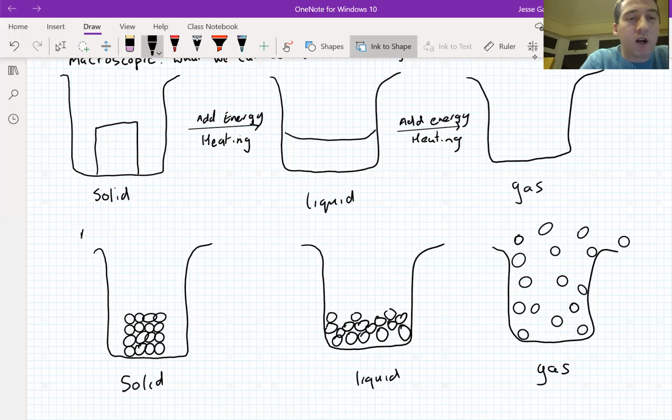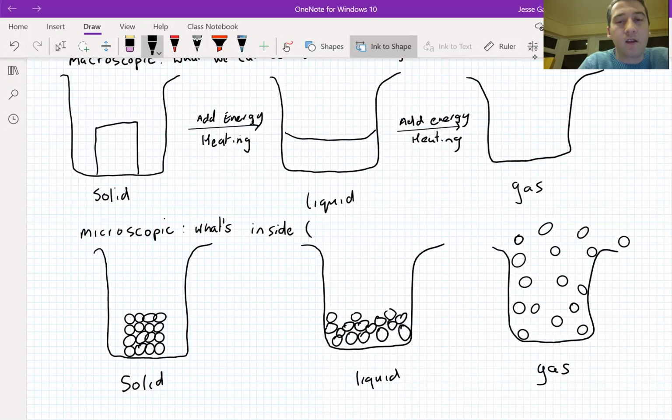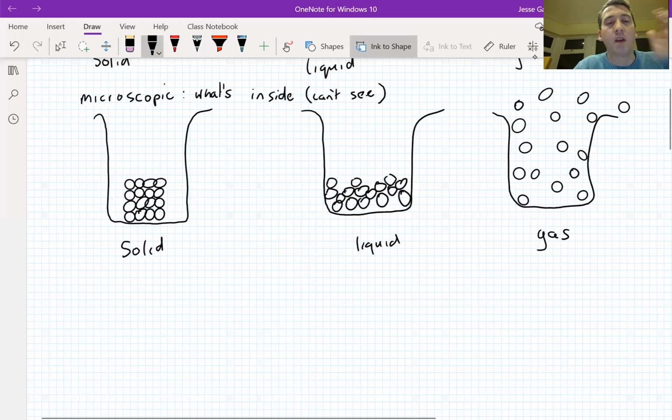The microscopic level, we can't see with our eyes. We can't see the particles. So what's inside? What's inside are stuff you can't see, okay? But the explanations help us to explain why we can see the things we can at the macroscopic level. Can't see them, but they help us to explain.